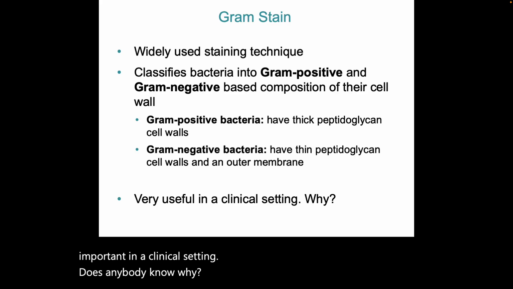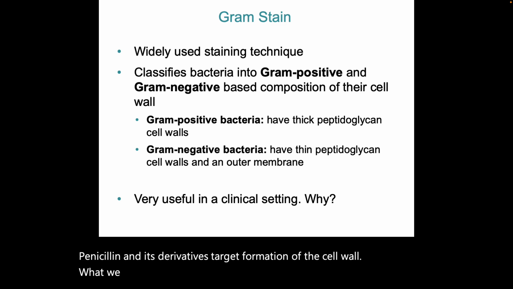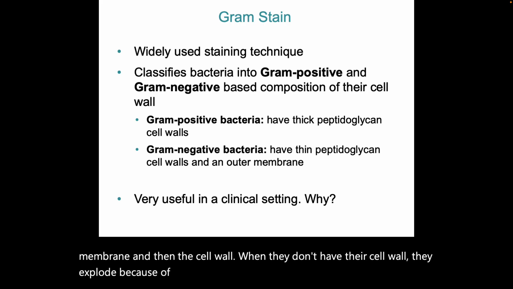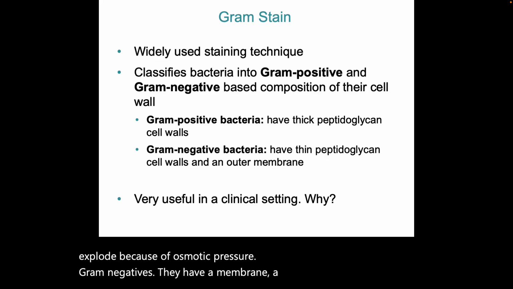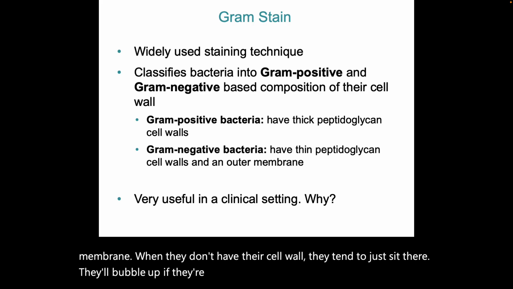Penicillin and its derivatives target formation of the cell wall. What we tend to see is that gram positives, right, they just have the membrane and then the cell wall. When they don't have their cell wall, they explode because of osmotic pressure. Gram negatives, they have a membrane, a cell wall, and another membrane. When they don't have their cell wall, they tend to just sit there. They'll bubble up. If they're like a bacillus, they'll turn around because there's nothing giving them shape.